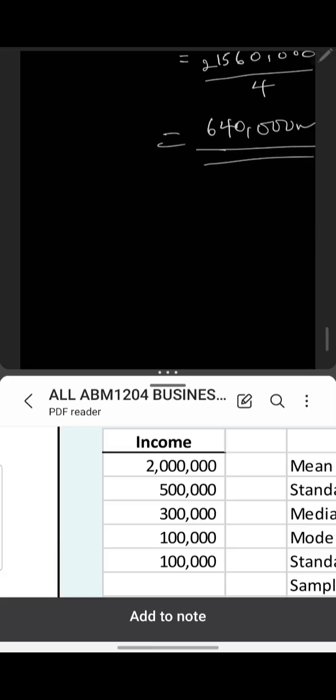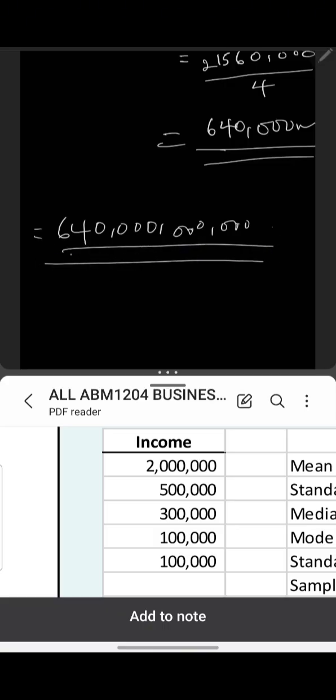So you write the actual full value here, because that value with M is not correct. Write from here, equals 640,000 another 1,000 times another 1,000. That's the actual value of variance. And what's the unit? In this case, we are talking of income. So let's say the units are shillings. It will be shillings squared.